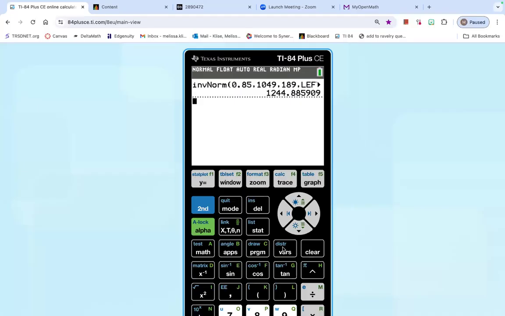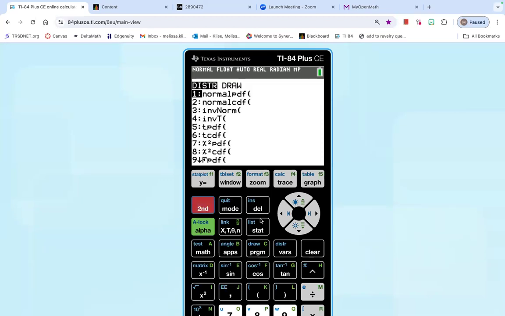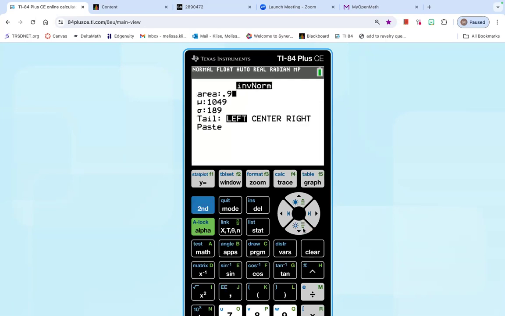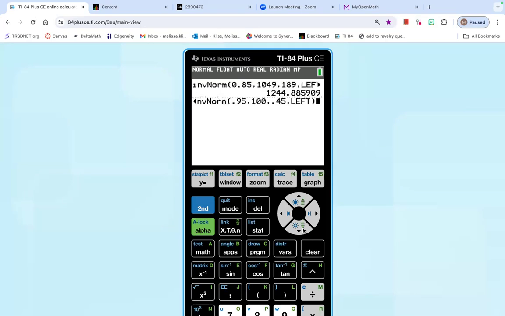Second vars, go down to inverse norm. Okay, so I'm going to do 0.95, with a mean of 100 and a standard deviation of 0.45. For 0.95, I have a value of 100.74.